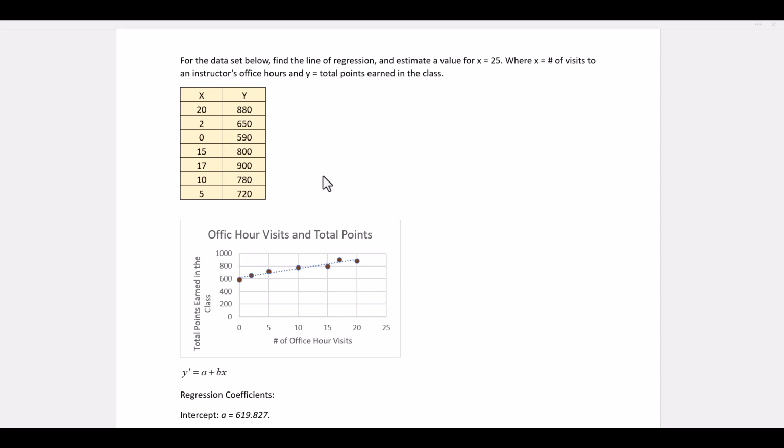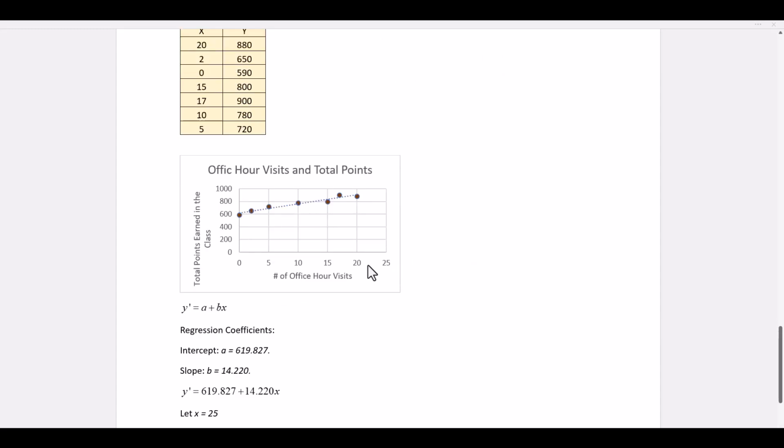First of all, we have to establish that there's a linear relationship between x and y. For this example, x represents the number of visits to an instructor's office hours. Y is the total points earned in the class. We've already established in a separate video that there is a linear relationship. So now we need to find the line of regression, and we have to make an estimate when x is equal to 25 visits. The line of regression is the line that's closest to every single plotted point.